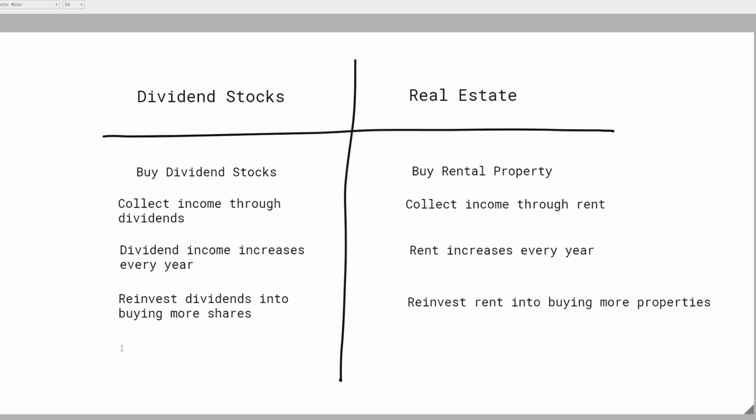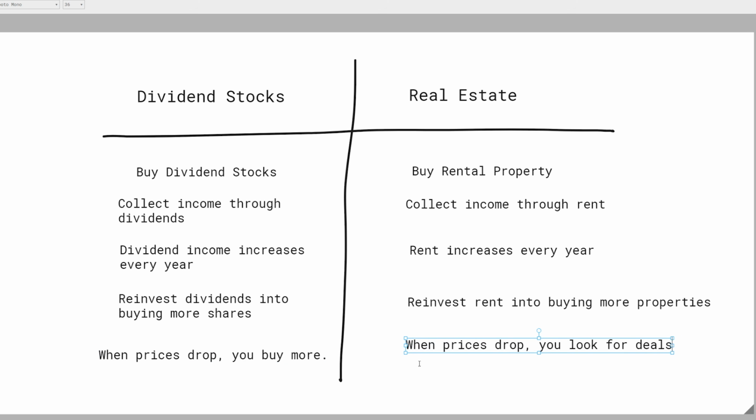Now, another similarity that I'd point out, this again is with mentality. With dividend stocks, when prices drop, you buy more. With real estate, when prices drop, if you're a real estate investor, that is a great time to pick up a property. Usually real estate investors do not like picking up properties when the price is really inflated and they know that the rent they're getting isn't going to be able to cover the mortgage that they get on the property. They have to look for good deals here.